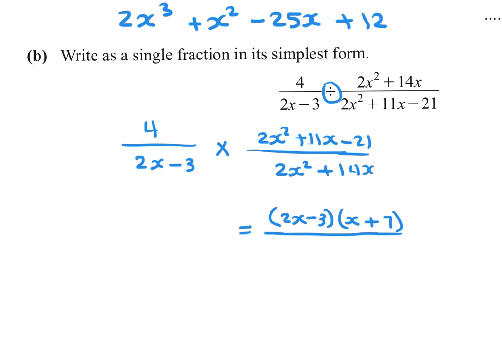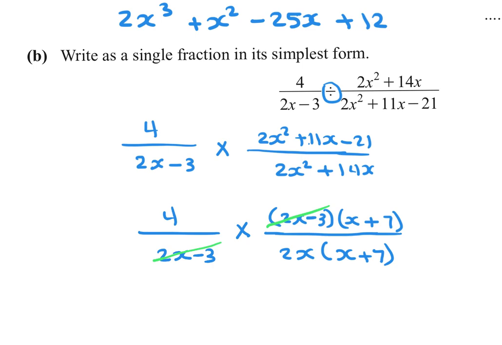Now for the denominator, we can factorize. We have common factor 2x. You are left with x plus 7. Now we can simplify. This bracket can be cancelled with that one. x plus 7 cancelled with x plus 7. And for 2 and 4, 2 divided by 2 equals 1, 4 divided by 2 equals 2. So now you are left with 2 over x. So the answer is 2 over x, the simplest form.